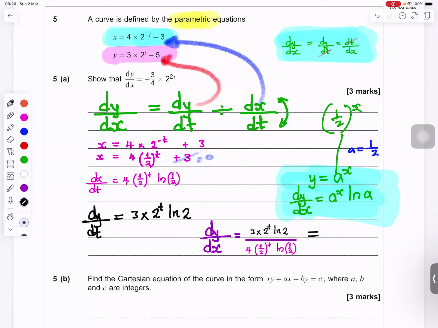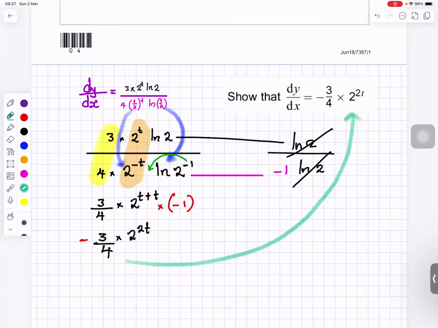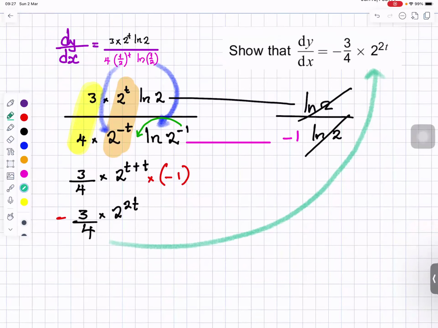When you simplify it, you would get minus 3 over 4 times 2 to the power t times 2 to the power 2t. Are you able to simplify it to get that answer? Can you hear me? Yes, okay, I can hear you. Do you want to try to simplify it now to get that answer? Yes, I'll try. I'll let you explain it to me in your own words.